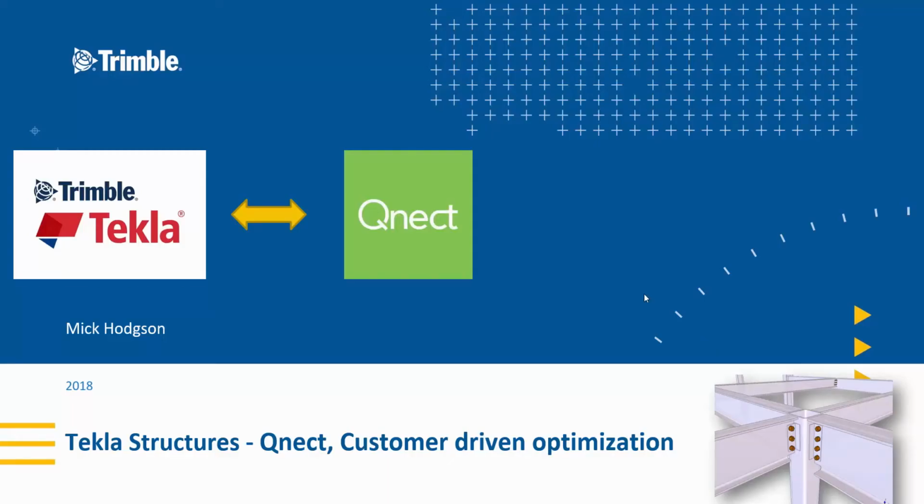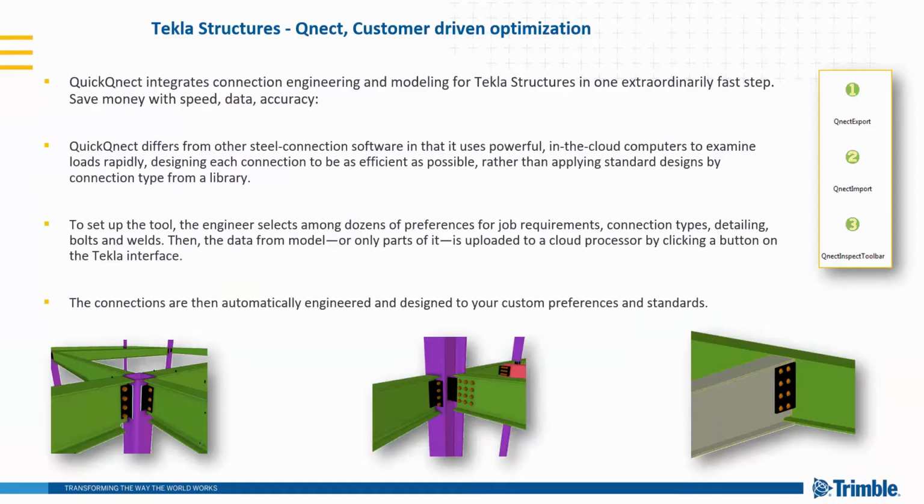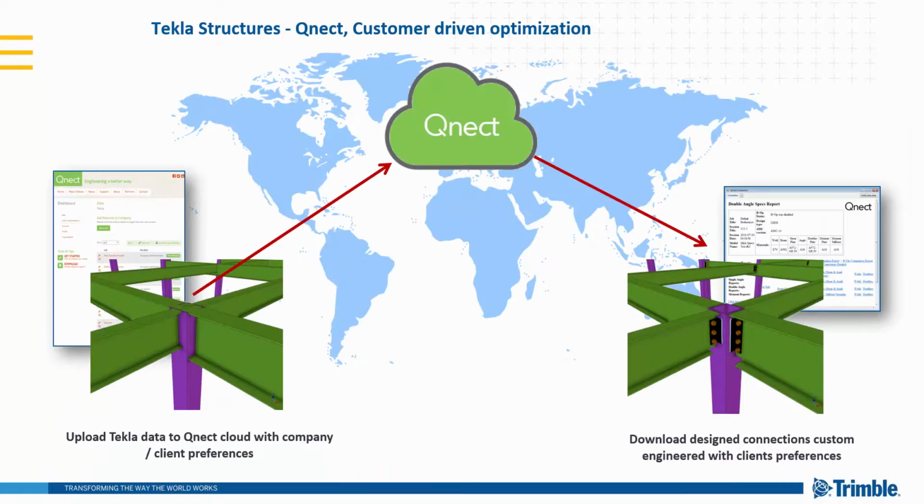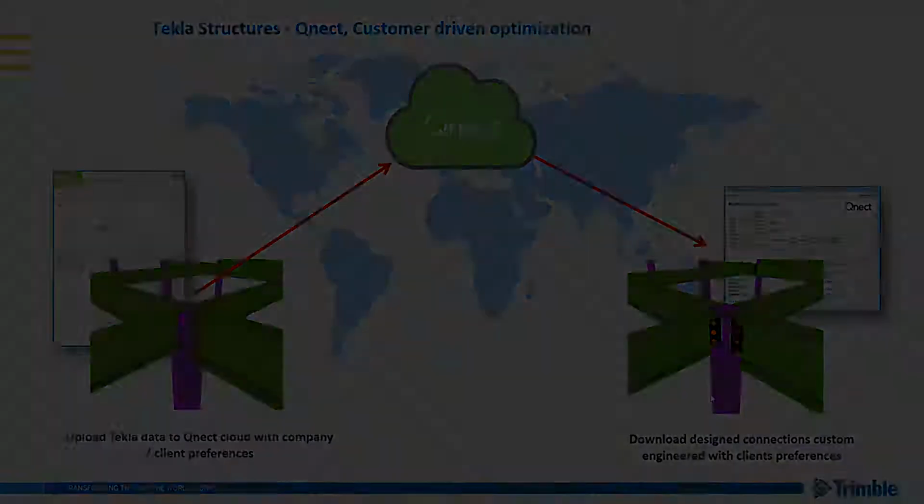Welcome to this presentation on Tekla and the Qnect connection design system, customer-driven optimization. Qnect is an innovative and new way to do connection design directly from your Tekla Structures model. Quite simply set up your preferences, pass the data from the Tekla model to the Qnect cloud where the connections are designed, optimized and then passed back to the Tekla Structures model along with full calculations. Let's take a look at that in more detail.